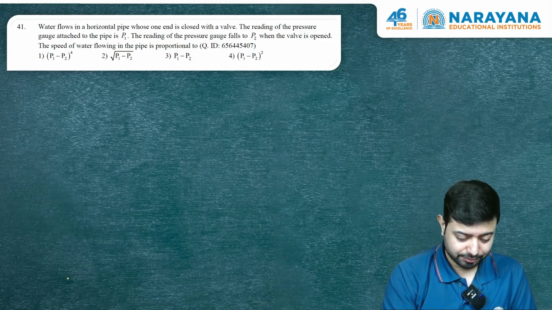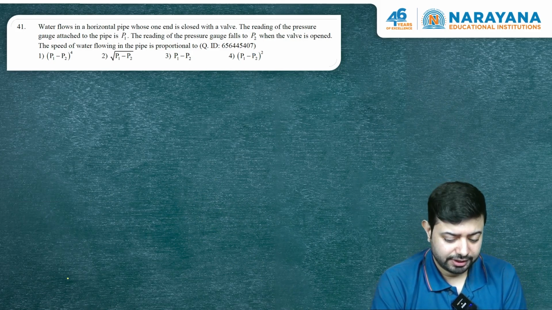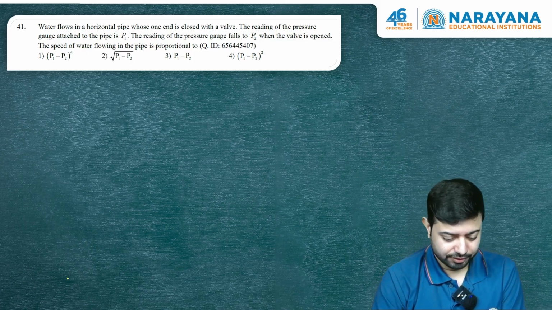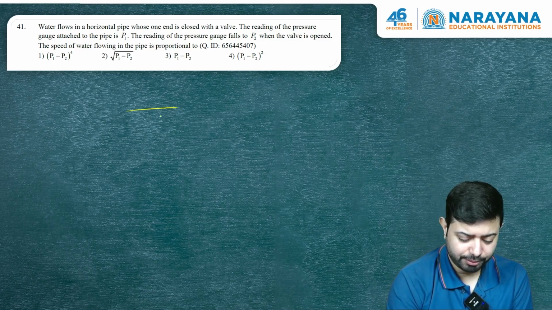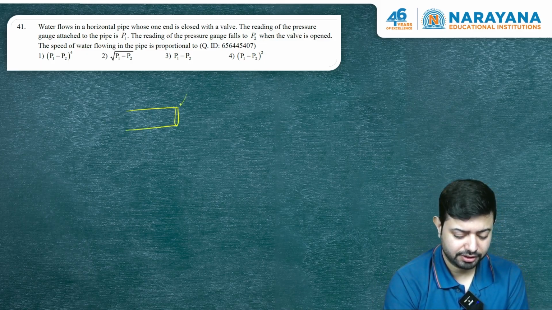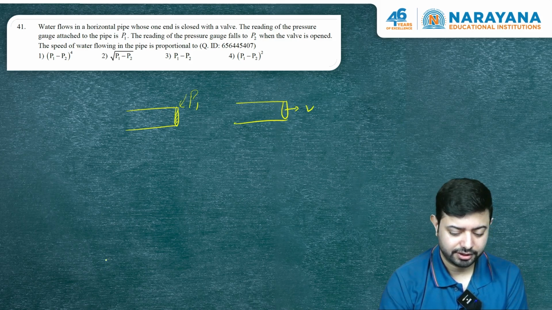Next question. Water flows in a horizontal pipe whose one end is closed with a valve. The reading of the pressure gauge attached to the pipe is P1. If the pipe is closed from one end, what is the pressure that they are reporting? P1. It is closed, but when it is open, it will move with some velocity v, correct. And what is the pressure? P2.